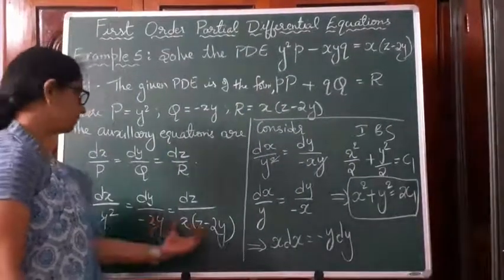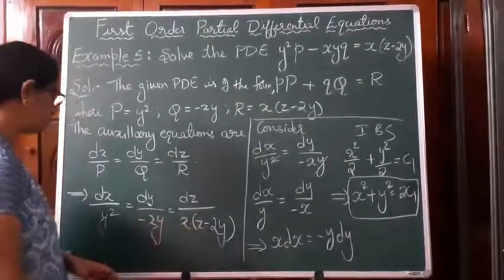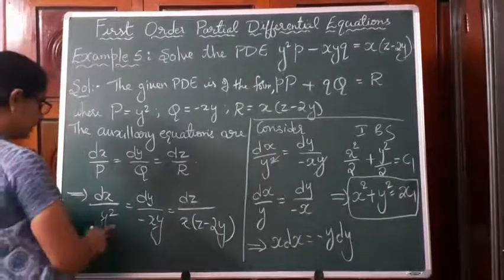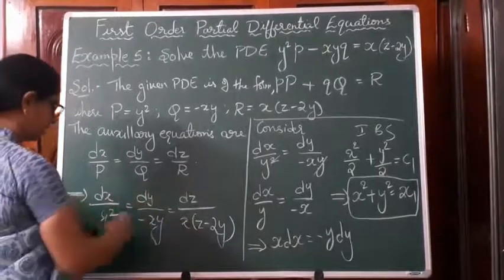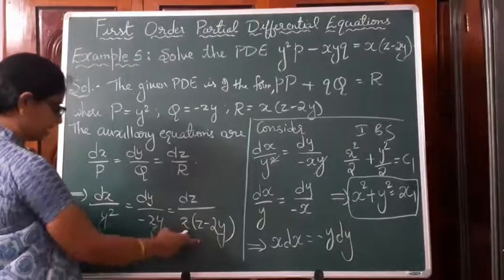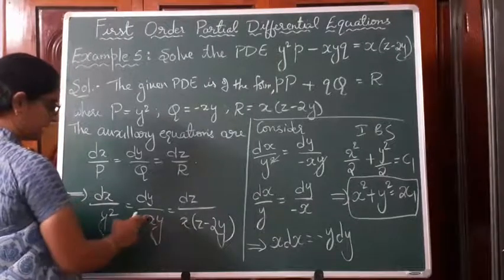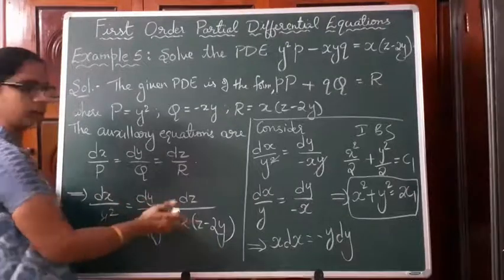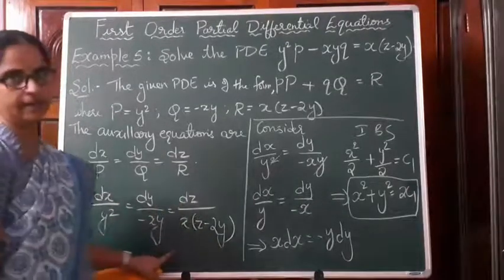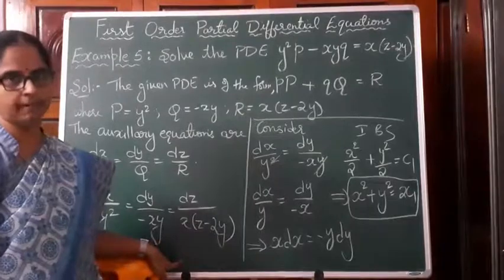Now we will try for the other one. What else can we equate here? If we equate 1 and 3, there is no chance for simplification here. But when we equate 2 and 3, x can be cancelled, and let us check whether we can separate and integrate directly. Otherwise we go for multipliers.